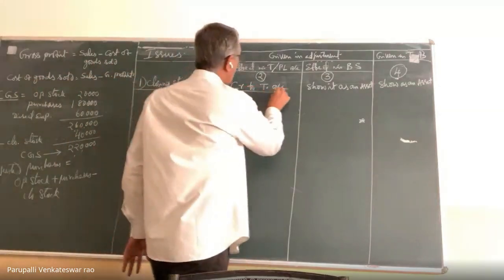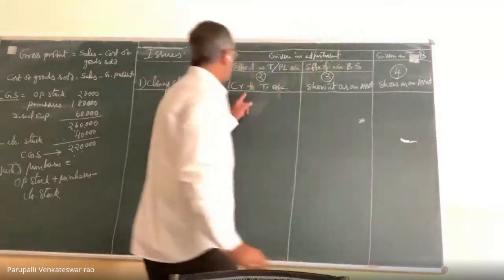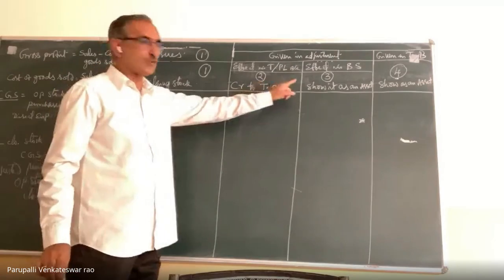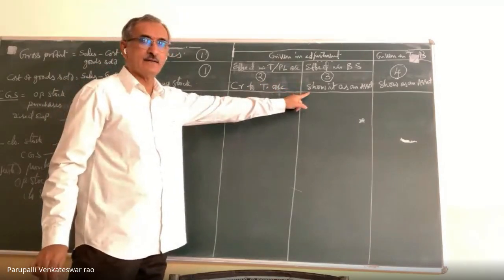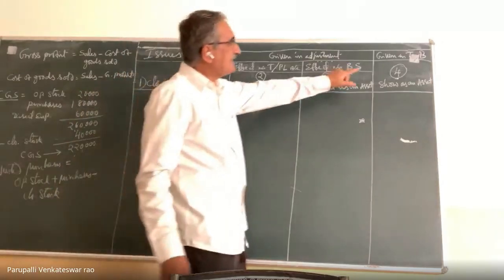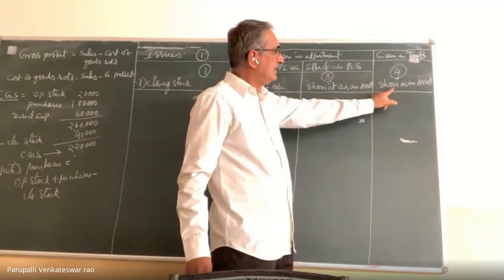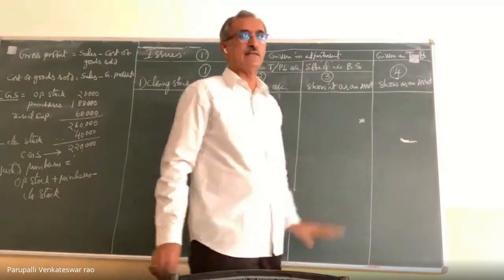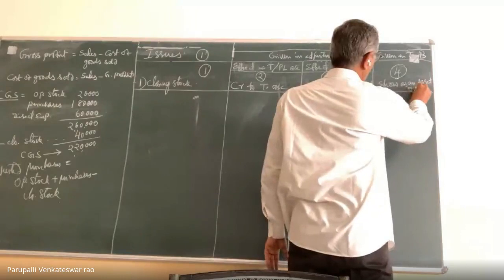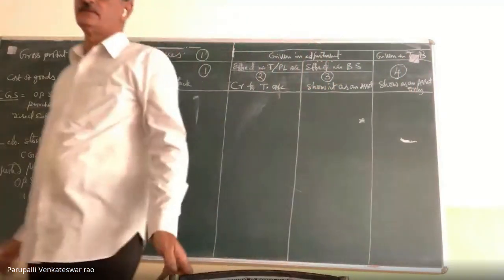So if closing stock is given in the adjustments, there are two effects: credit to the trading account, and show it as an asset in the balance sheet. Suppose it is given in the trial balance, show it as an asset in the balance sheet only. That's it.